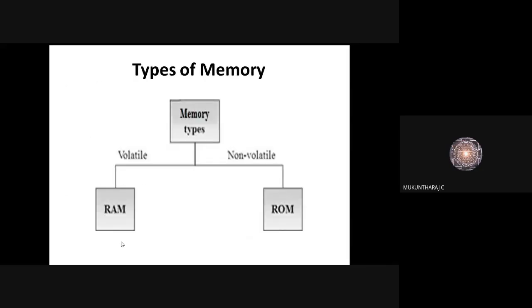So this is the flow chart representation of types of memory. We have two different memories: one is volatile memory, another one is non-volatile memory. An example for volatile memory is RAM. ROM is the non-volatile memory.